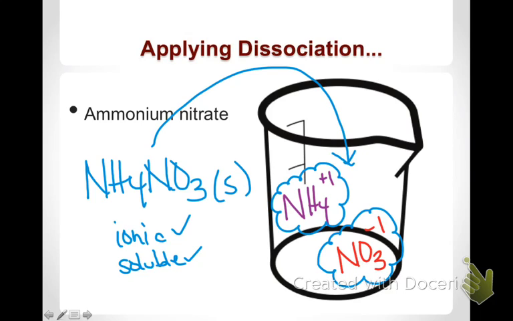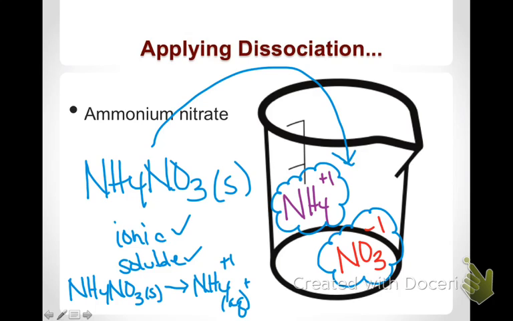So when I wrote out this equation, I would have NH4NO3 solid. Then I would get NH4+1, which would be aqueous, and then NO3-1, also aqueous. So again, just separating our ions because it is ionic and soluble. And my I value for this, 2.